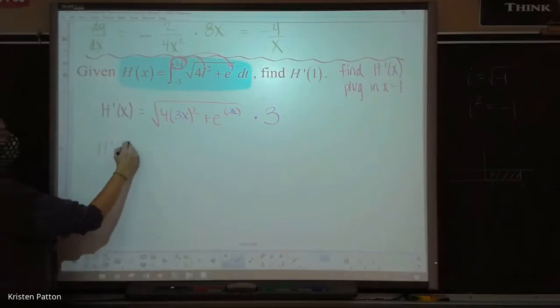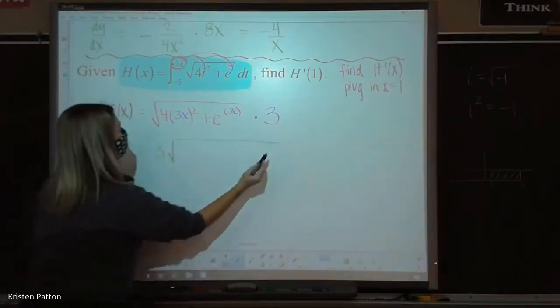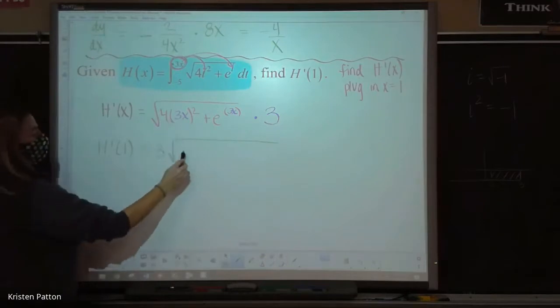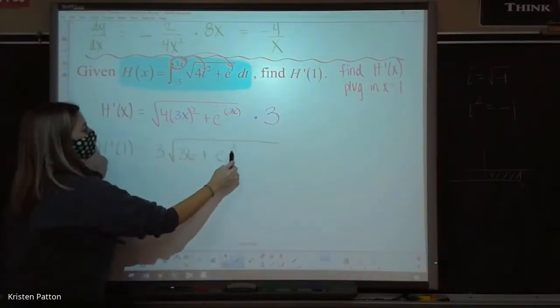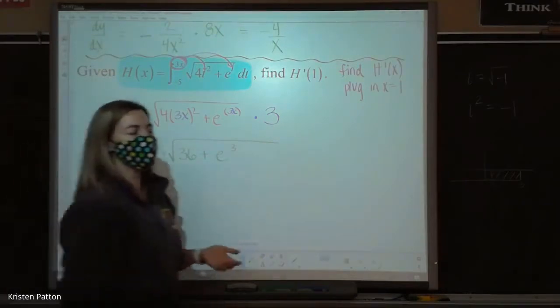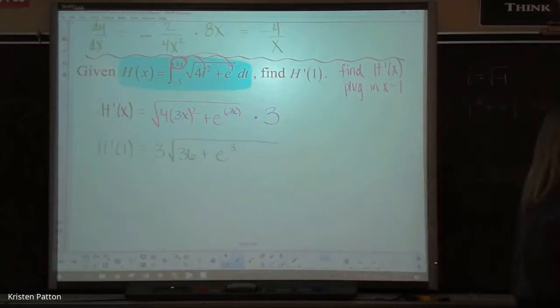So h prime of 1 equals 3 times the square root of, if I plug in a 1 in here, I get 9 times 4 is 36, plus e cubed. Which I know, can't do anything with it. It's not the nicest looking answer we've seen. But no one says we need nice answers. We just leave it alone.